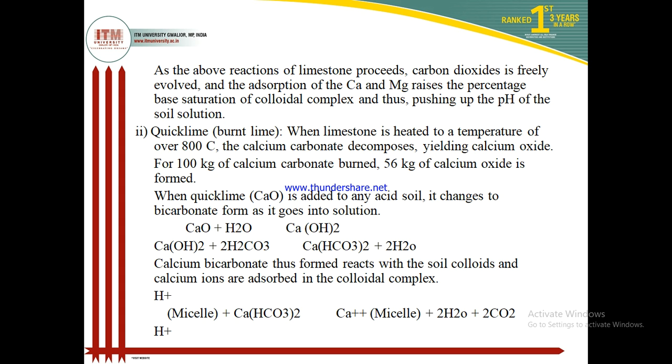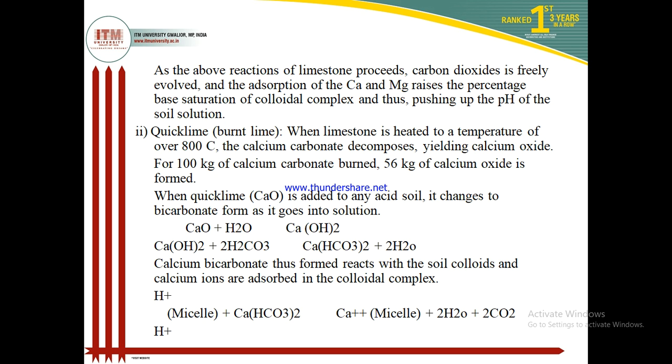Now quicklime, which is known as burnt lime. When limestone is heated to a temperature of over 800 degrees centigrade, the calcium carbonate decomposes, yielding calcium oxide. From 100 kg of calcium carbonate burnt, 56 kg of calcium oxide is formed.